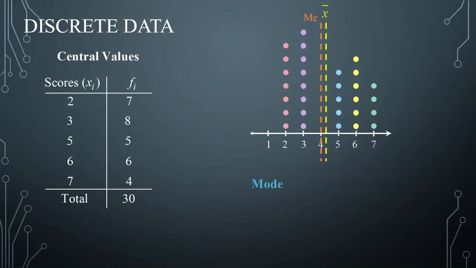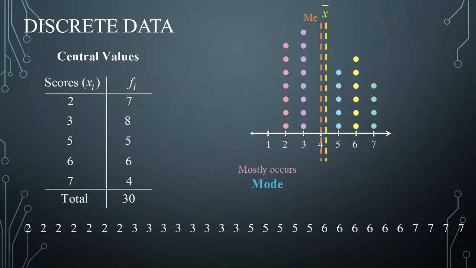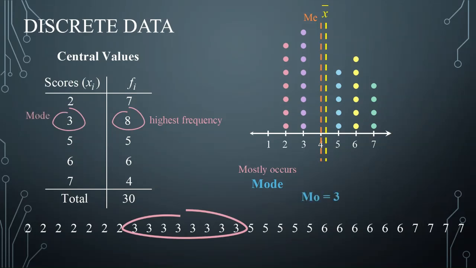Our third central value is the mode, which is the data value that mostly occurs in the data set. Listing again our data set, we notice that 3 is the value that occurred the most, where in our frequency table, we find it in reference to the highest frequency. Then the mode would be the score of 3. Let's mark the mode on the number line.